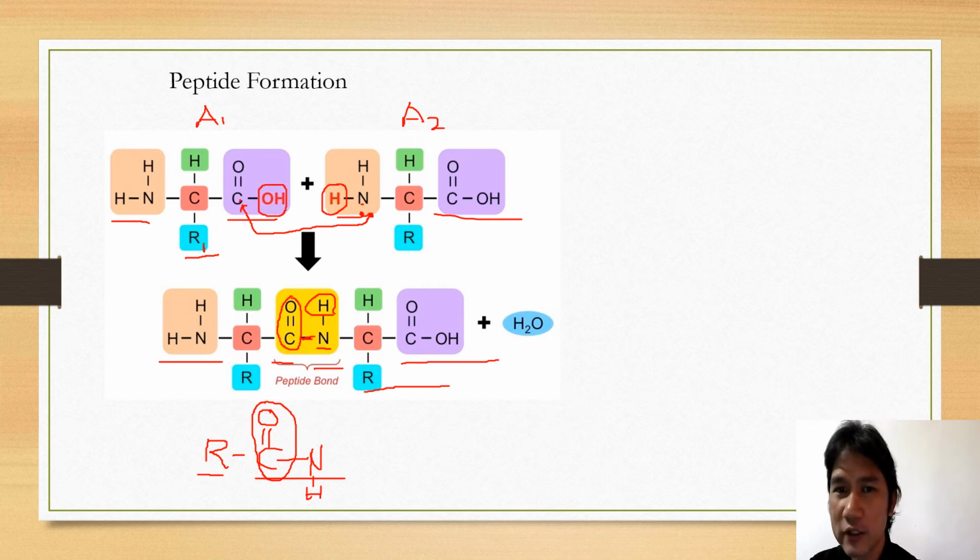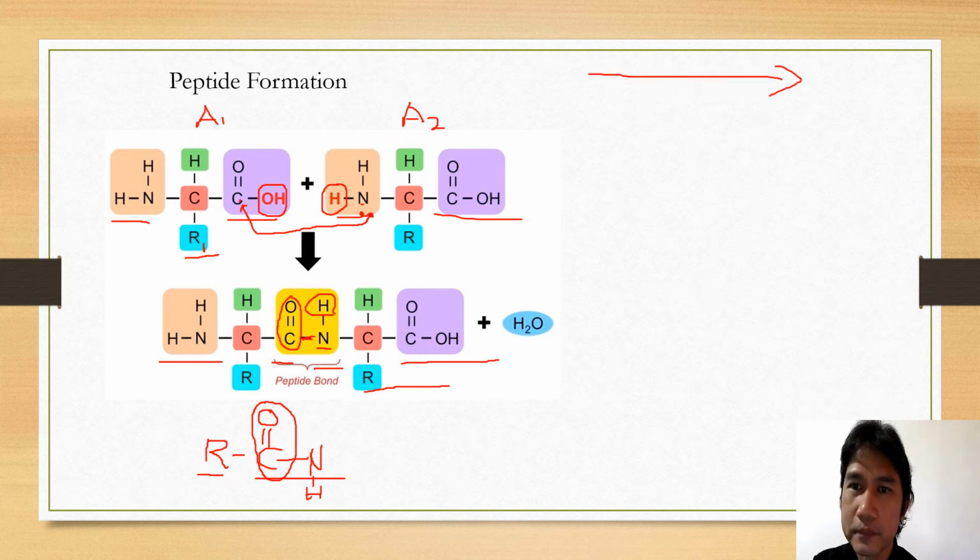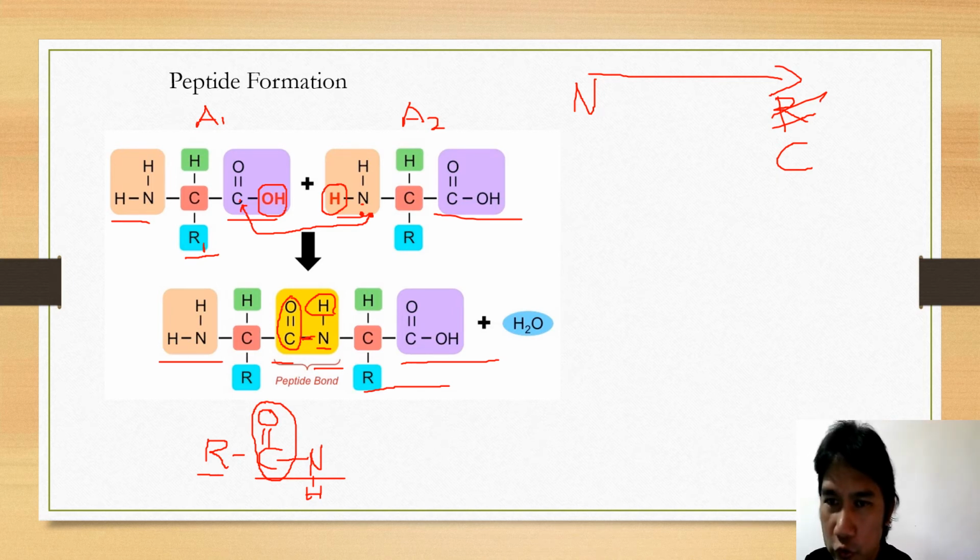Now, by convention, as I said, we read or identify the sequence beginning from left to right. The leftmost amino acid residue is called the N-terminal, and the amino acid residue at the rightmost in the sequence is called the C-terminal. Now let me explain to you why the leftmost amino acid is referred to as N-terminal.